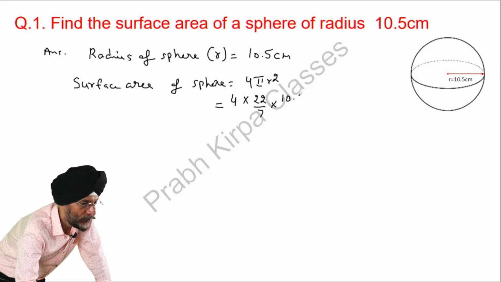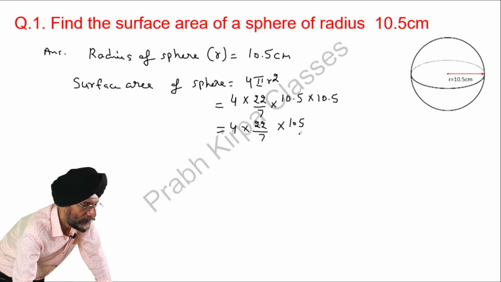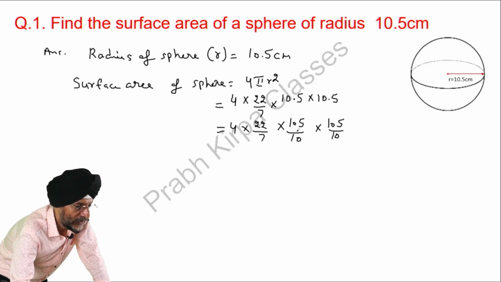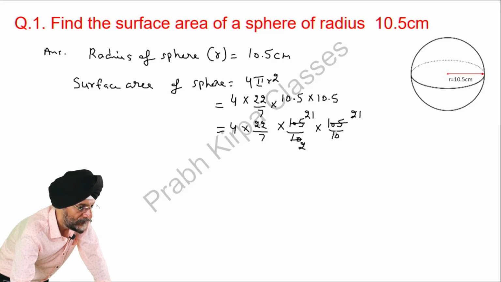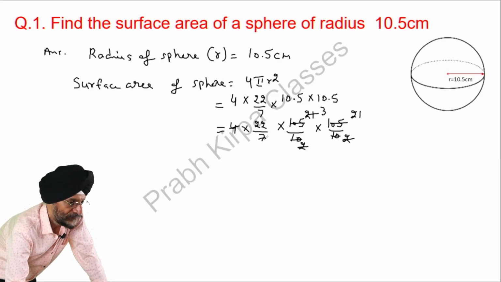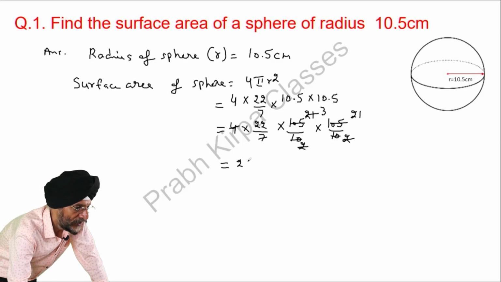Now comes r square. R square means r is to be used 2 times, 10.5 into 10.5. 4 into 22 over 7 into 105 over 10 into 105 over 10, because we have removed this point. Now we can divide both these figures by 5. Now these two and these two are cut here with 4. Now you can use 7 to cut 21 by 3. 7 into 3 is 21. Now what is left is 22 into 3 into 21.